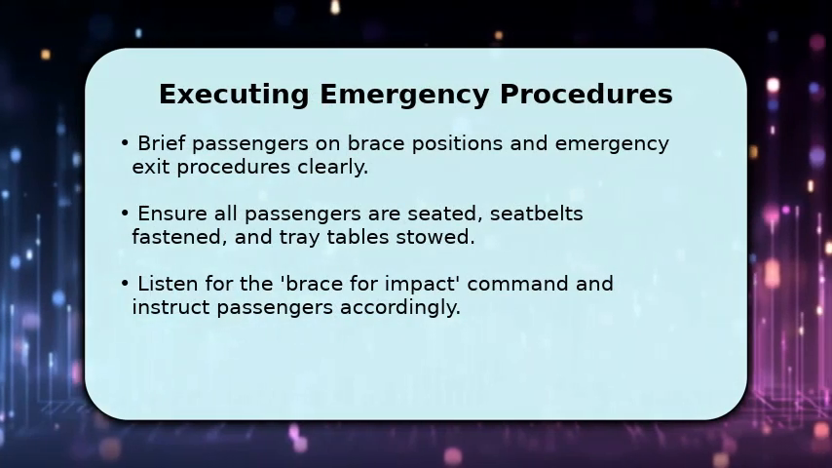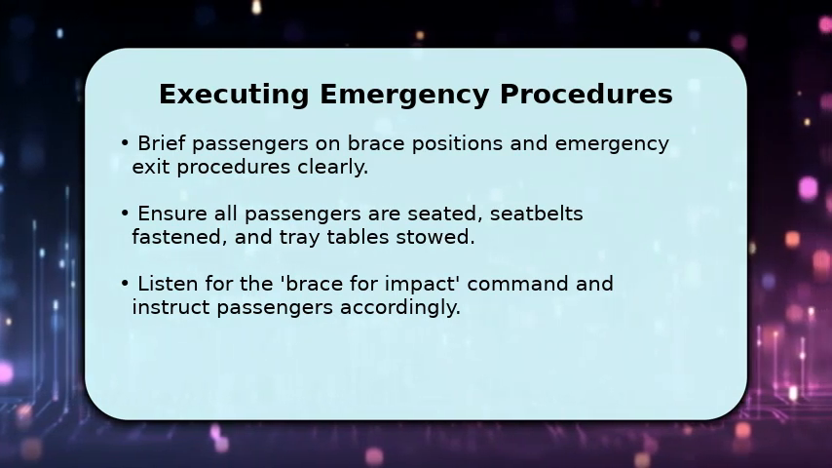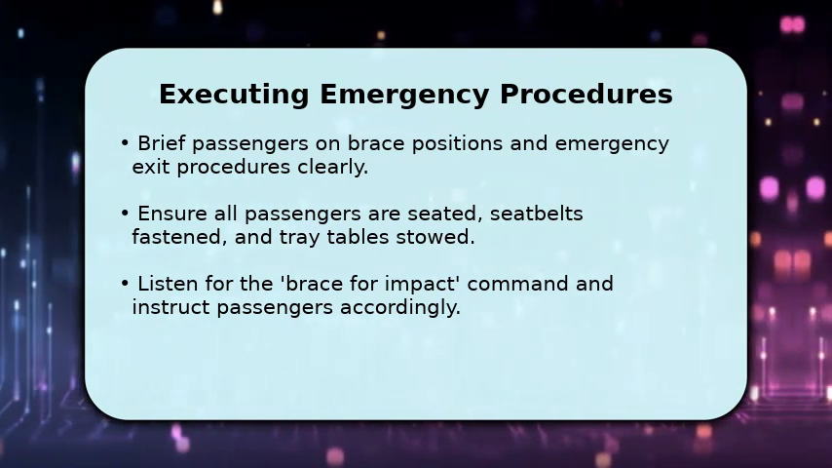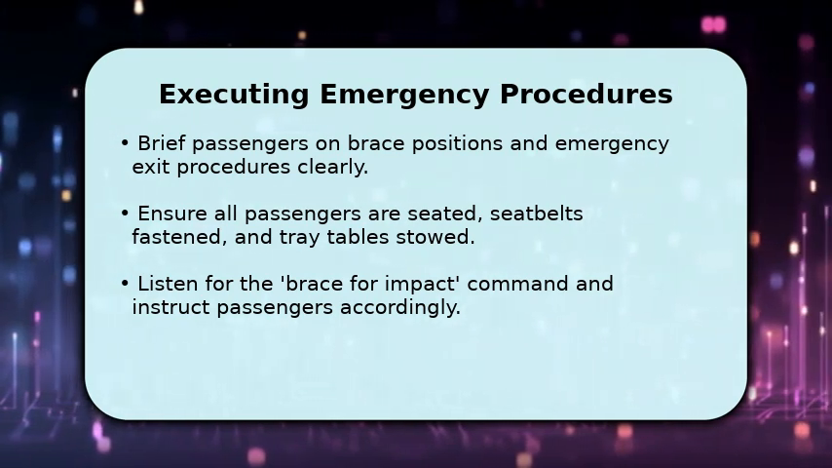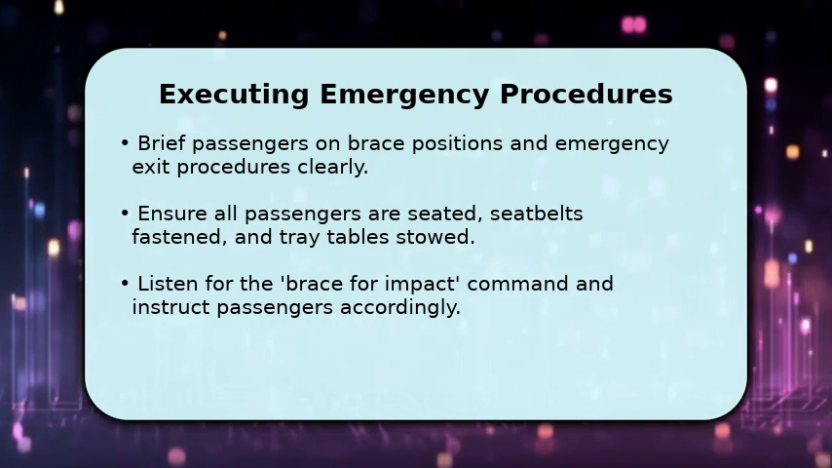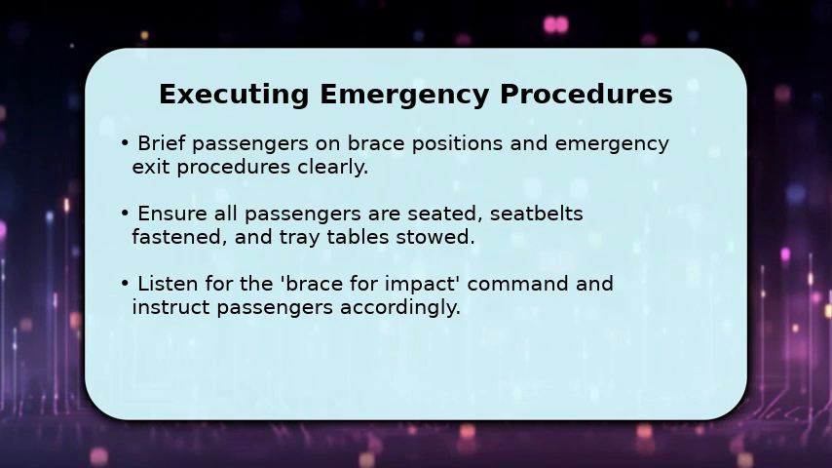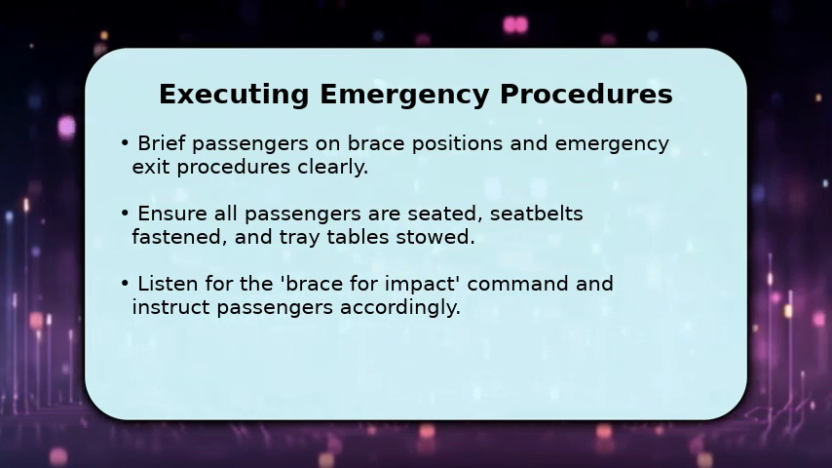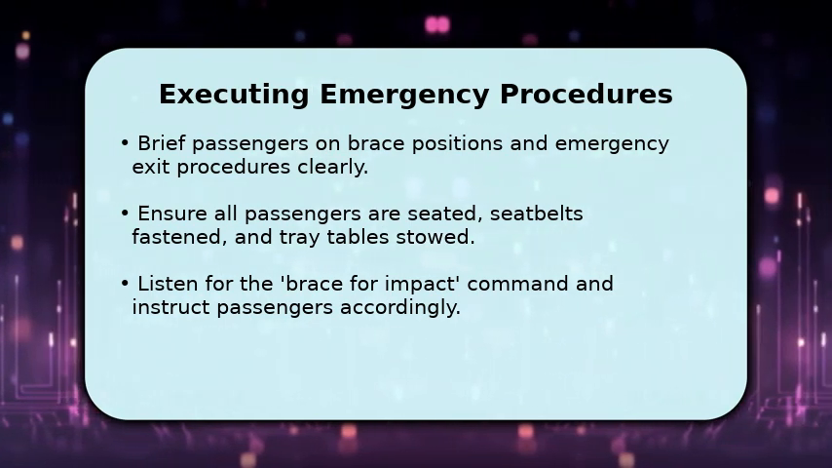Once the cabin is prepared, brief your passengers on brace positions and emergency exit procedures. Speak clearly and calmly to reassure them. Ensure all passengers are seated, with seatbelts securely fastened, and all tray tables are stowed. Listen carefully for the brace for impact command from the flight deck, and then instruct passengers to assume their brace positions immediately. Your calm demeanor is vital.